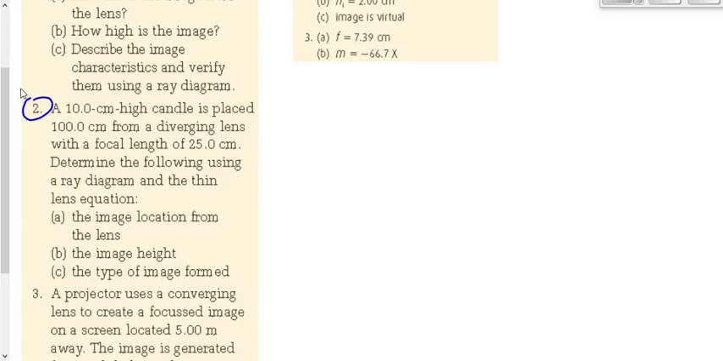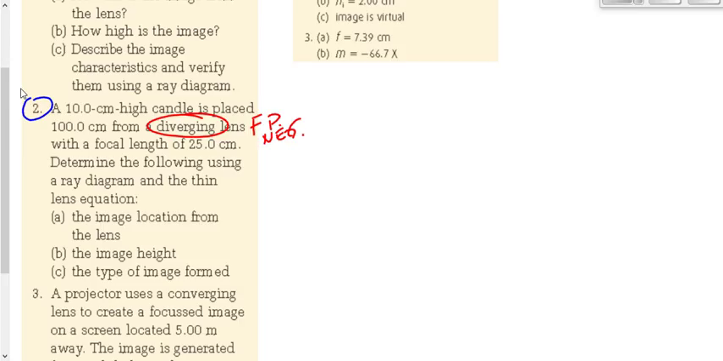centimeters from a diverging lens. This is the first thing that stands out to me, the fact that it's a diverging lens. Why does that stand out to me? What do we got to make sure we do because it's a diverging lens? Good. We're going to make the focal point negative.